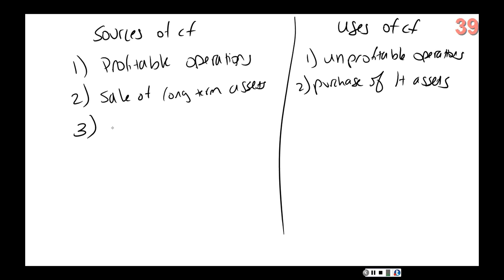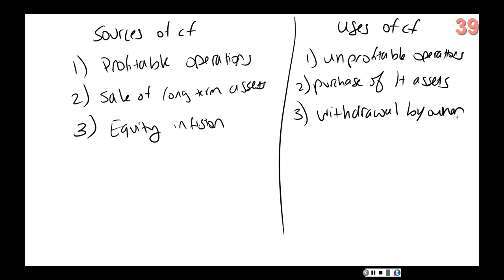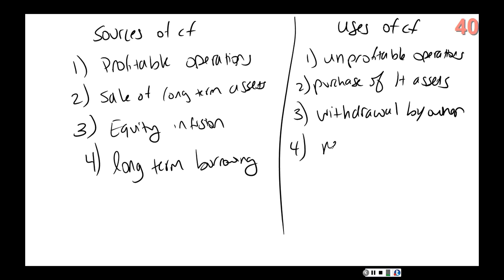Another way that a firm can receive money is an equity infusion. So the owner invests money. The opposite of that is a withdrawal by the owner. Another source of cash flow is long-term borrowing. And the opposite of that is the repayment of debt.